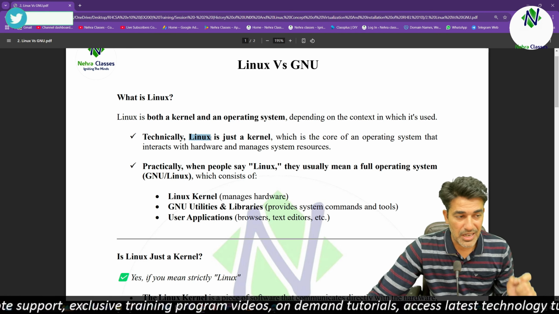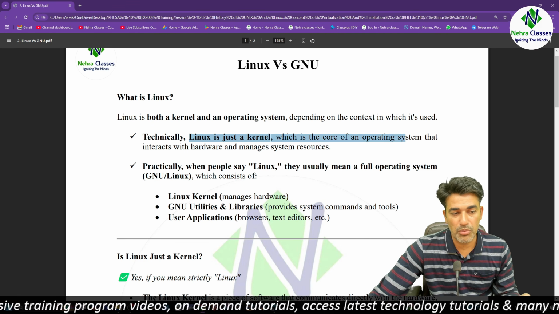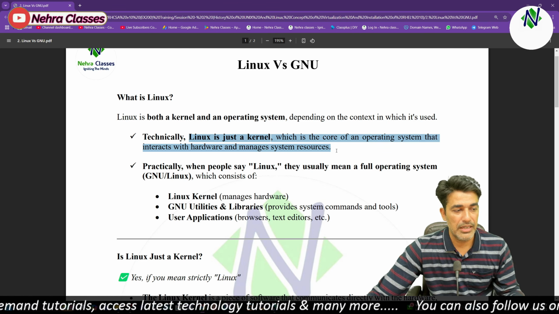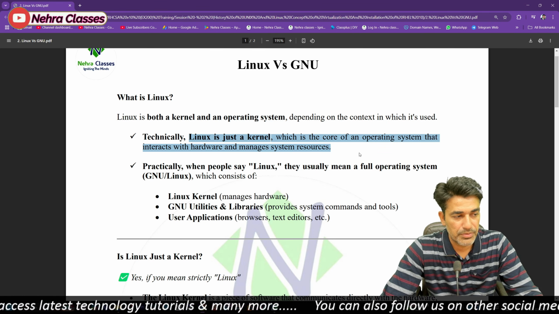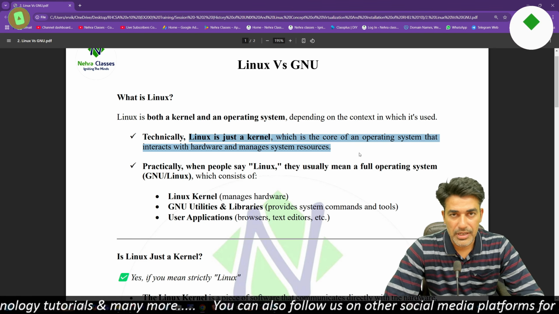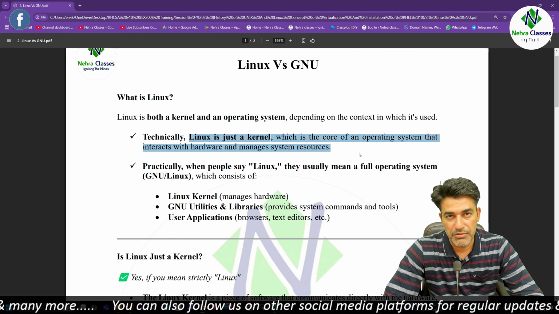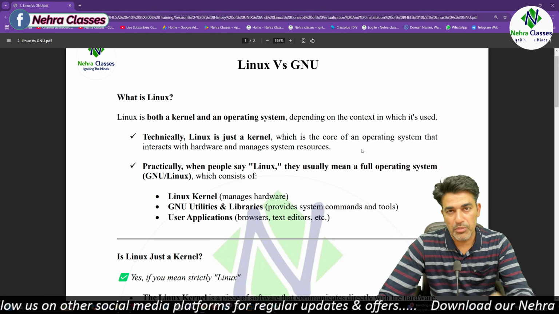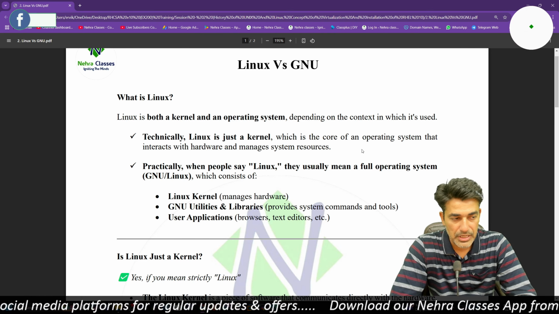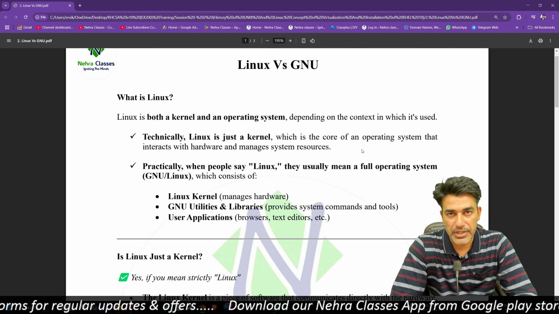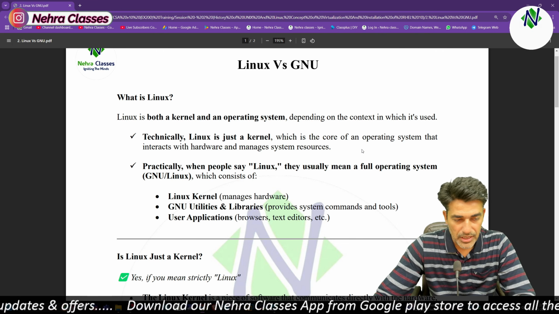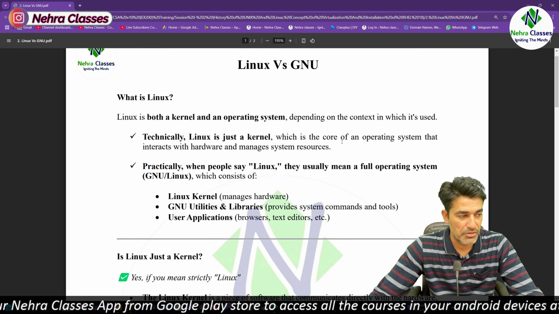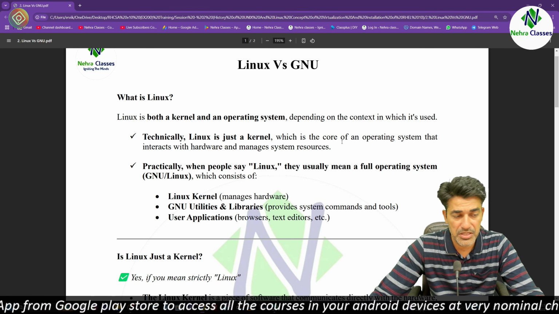Linux is just a kernel, which is the core component of the operating system that interacts between the hardware and the user. So kernel is just like a bridge which connects the user to the hardware. The work which you want to perform on your hardware is done with the help of the kernel. So kernel is the heart of the operating system. It is the core of the operating system which interacts with the hardware and manages the system resources.